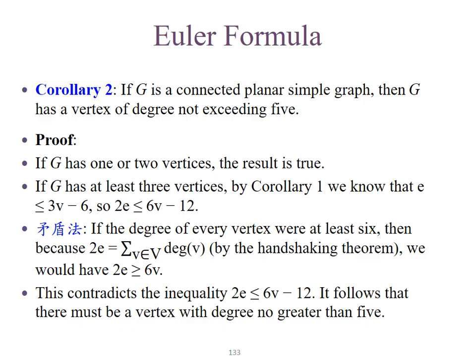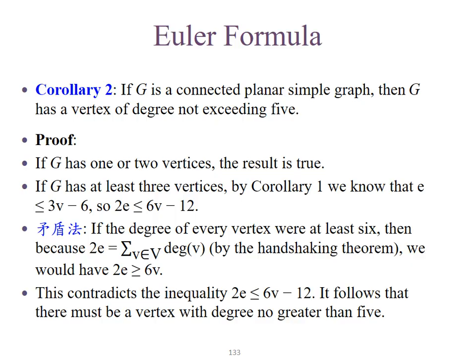So we know corollary 1 holds. So we have E is less than or equal to 3V minus 6. Now we multiply by 2 on both sides. So we have 2E is at most 6V minus 12. Okay, then let's see. When we apply the proof by contradiction, we assume the degree of every vertex is at least 6.